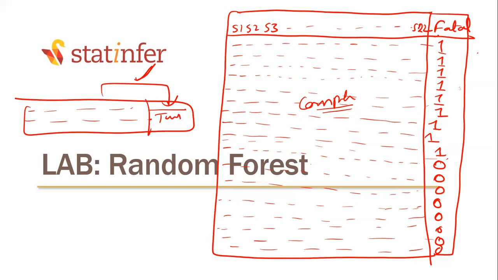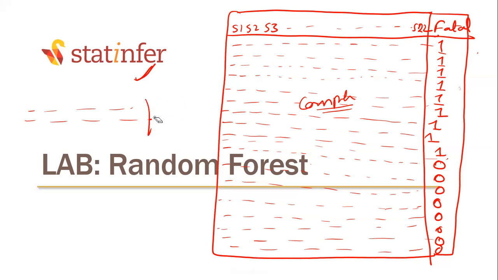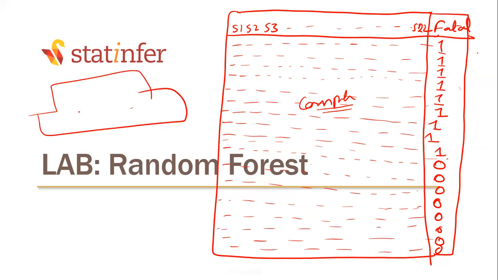Everyone understood the problem statement here? What is the problem statement that Ford is trying to solve, when the new car comes, by using all these sensor data? Has anyone understood the problem statement? What are we really trying to solve here? Whether there will be a fatal accident or not. Even before the accident happens, we want to predict it, isn't it?